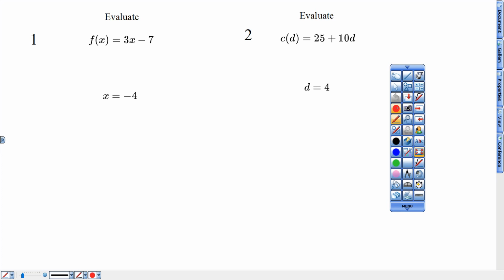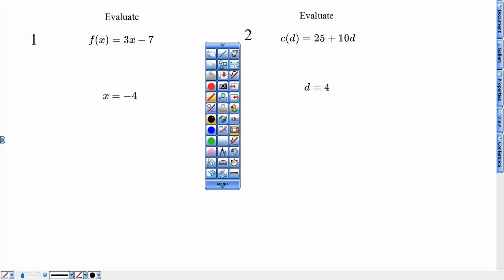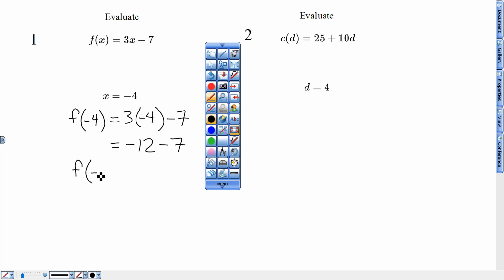So here we go. For this guy, I'm taking -4 and I'm plugging it in for x. To show it, I show it like this: f of -4. I plug that -4 right here where x is. I do the timesing first. That gives me -12. And then when I combine that with that -7, that gives me f of -4 equals -19. That's going to be the complete answer.